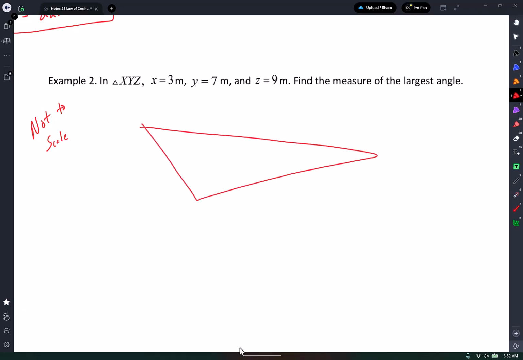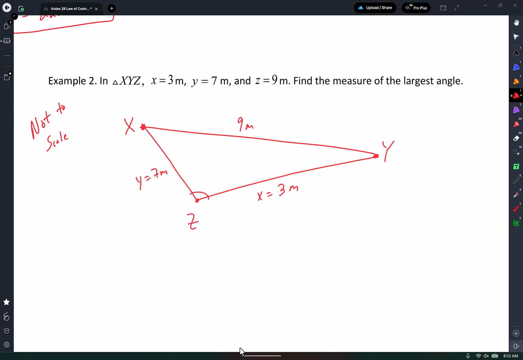There's my triangle. I'm going to call this X, this Y, and this Z. So angle X creates little x. Here's 3, this is 3 meters. That's little x. And then here's angle Y, so that's going to create little y. This is little y, that's 7 meters. And then here's angle Z. So angle Z creates this guy, 9 meters. It says find the largest angle. Okay.